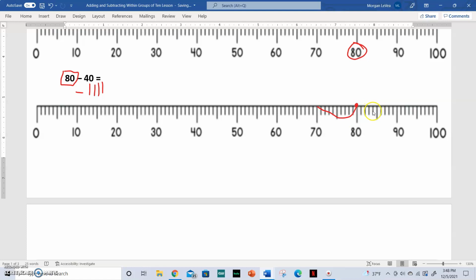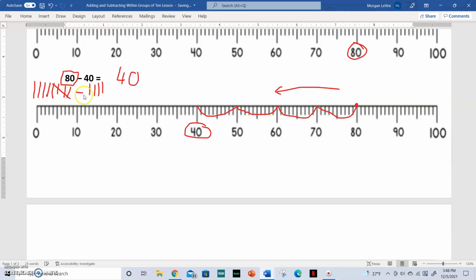Remember, we're subtracting, so we've got to go in this direction now, because we've got to have less. So that's one group of 10. There's 2, there's 3, and there's 4. So we get 40. Let's see, 40, is that our answer? 80 minus 40 is 40? Let's check the way we did it before. 1, 2, 3, 4, 5, 6, 7, 8 groups of 10 for 80, and 4 groups of 10 for 40.